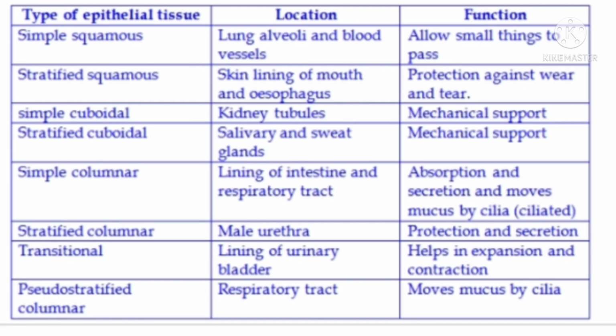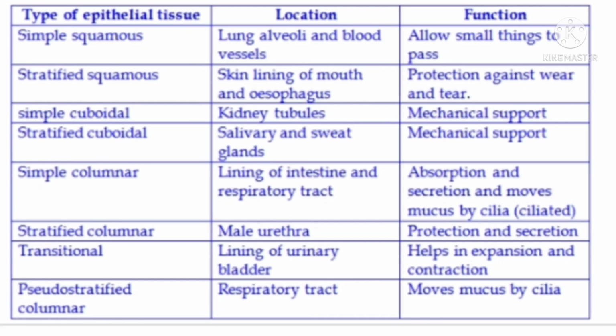Next is simple cuboidal epithelium. Location is kidney tubules and function is mechanical support. Next is stratified cuboidal epithelium, seen in salivary and sweat glands, and function is mechanical support. Next is simple columnar epithelium, seen in lining of intestine and respiratory tract, and the function is absorption and secretion and moves mucus by cilia, that is ciliated.